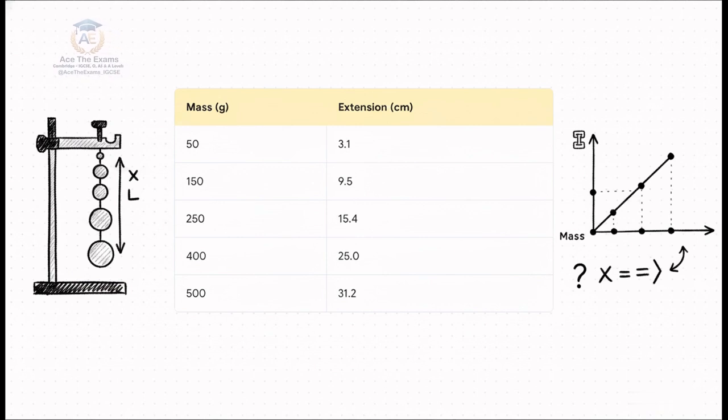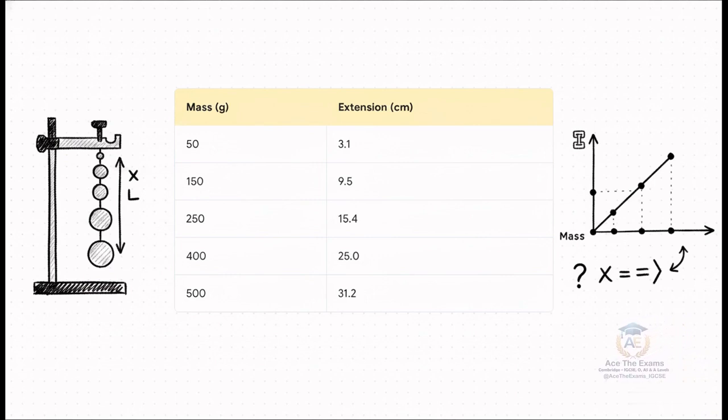We've got a spring, and as we add mass in grams, we measure the extension in centimeters. At 50 grams, it stretches 3.1 centimeters. By 500 grams, it's at 31.2 centimeters. What's the core trend here? It's an approximate linear relationship. As the mass increases, the extension increases proportionally.